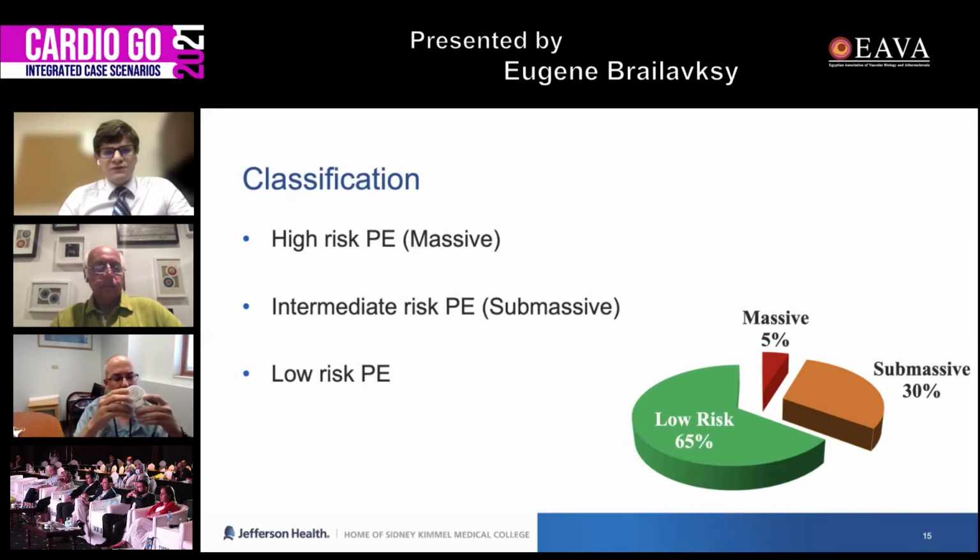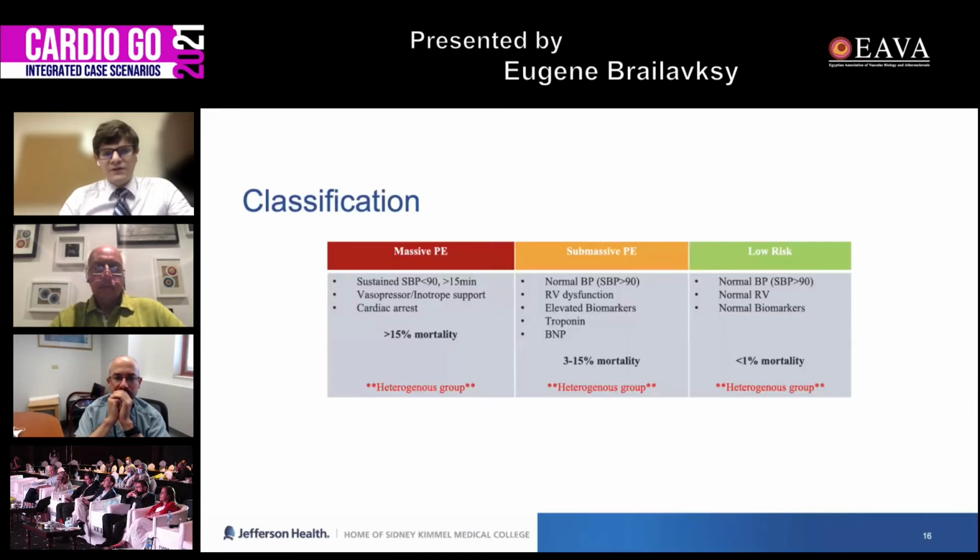So in terms of classification, we try to put these patients into three main buckets based mainly on hemodynamics. There's high risk or massive PE, intermediate risk or submassive PE, depending on which side of the Atlantic you're at. In the United States, we call it submassive and massive, and the European Society of Cardiology defines it as high risk and intermediate risk, and then low risk. This is the pie chart demonstrating the prevalence of all of them, and this is more about more granular definitions of them.